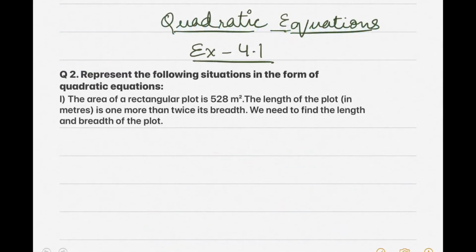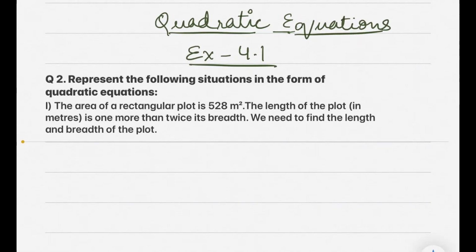Okay guys, so we have finished the first question of exercise 4.1 in the previous video, and we are continuing with the chapter of quadratic equations now. So now let's move to the second question in this video. The second question says: represent the following situations in the form of a quadratic equation. So we are given different situations and we have to solve. Let's move to the first part of it.